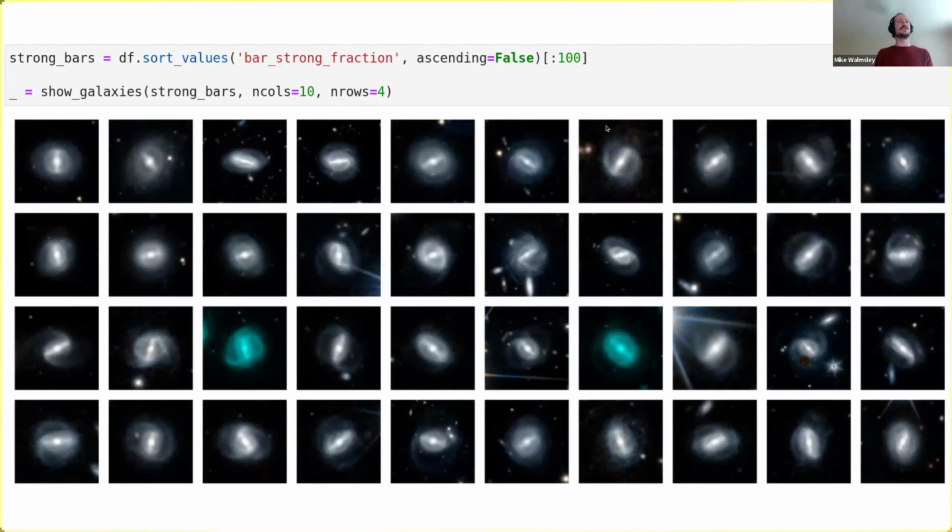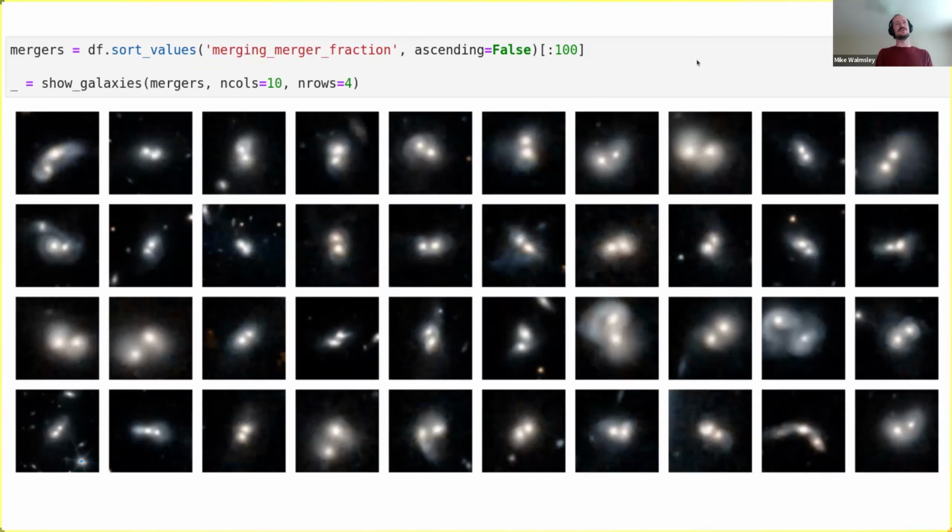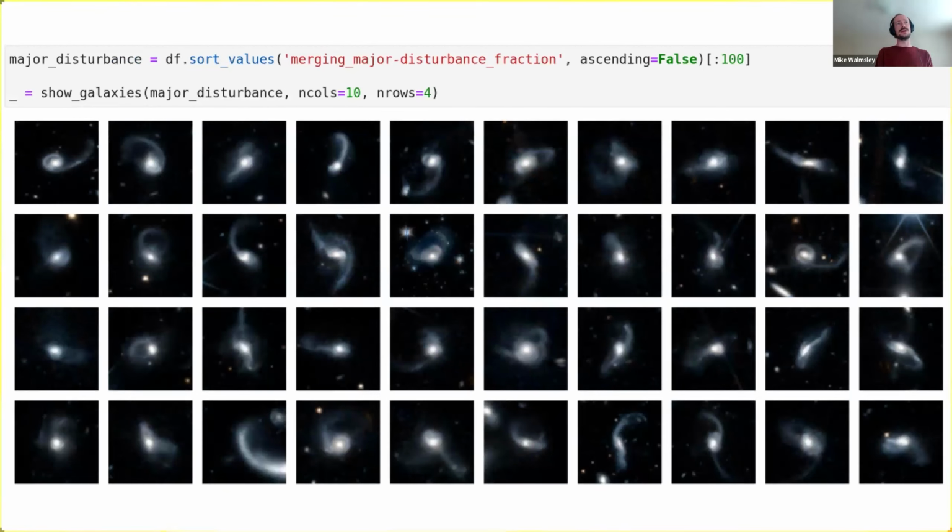And here I'm literally just going to show you the internal morphology catalog that we made, classic DF, and just show you how a scientist might use that catalog. So for example, I might want to pick out all the strong bars. I might want to pick out all the galaxies that are merging. I might want to pick out the galaxies that have these beautiful tidal features. To volunteers, we call this major disturbance.